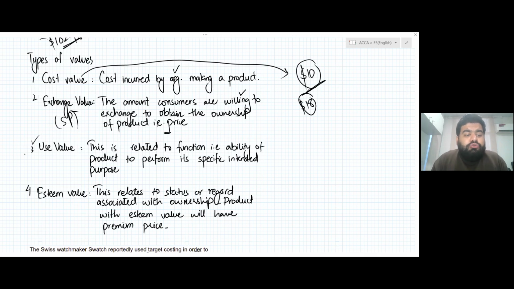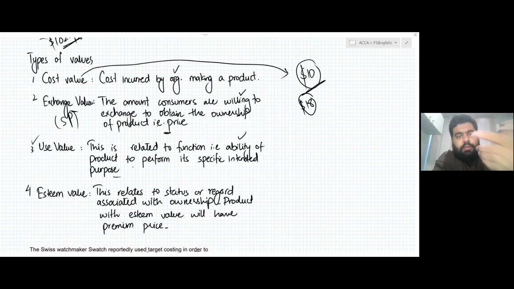So actually, use value is related to the function. So this is related to function. For example, the ability of the product to perform its specific intended purpose. Sometimes, for example, if I have paid $18 for it, but now I know that due to the calculator I am investing my time in productive things, I can earn more than $18 using that. I have paid $18 today as my cost. I have paid it and bought it. But using this calculator is adding hundreds of dollars in my business because I'm working on research and development in the same time. That's the use value.